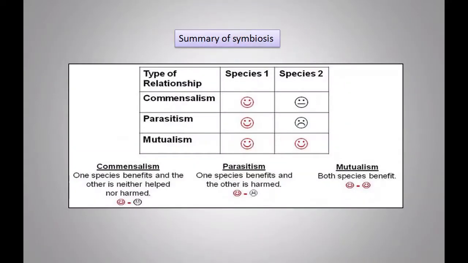Now, the summary of symbiosis. We have studied that there are three types of symbiosis: commensalism, parasitism, and mutualism. In commensalism, one is benefited and the other is neither benefited nor harmed. In parasitism, one is benefited and the other is harmed. In mutualism, both are benefited.